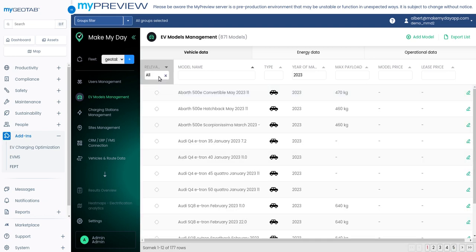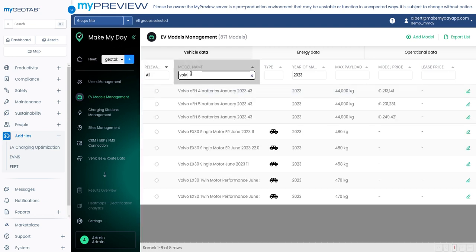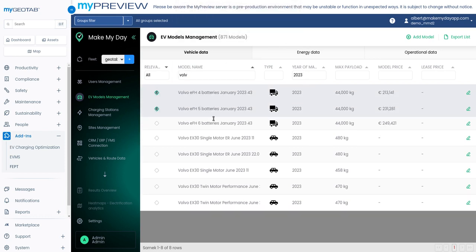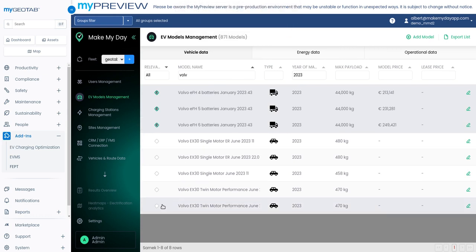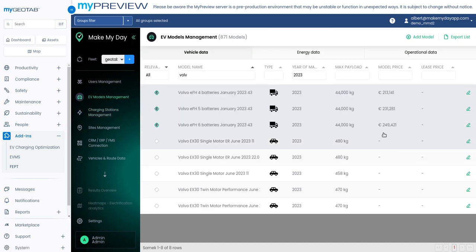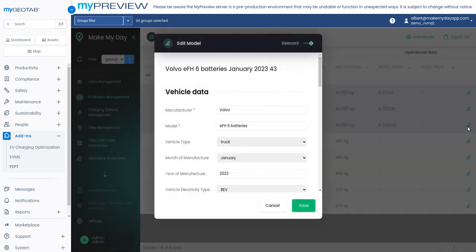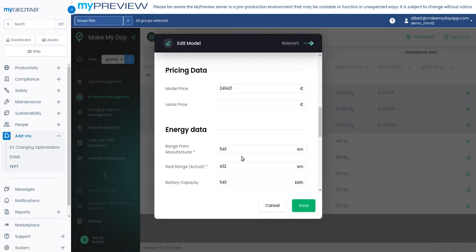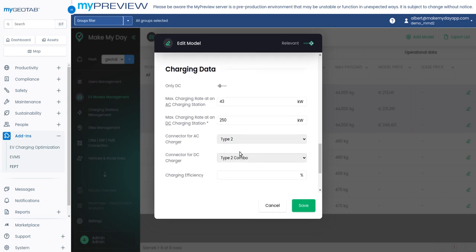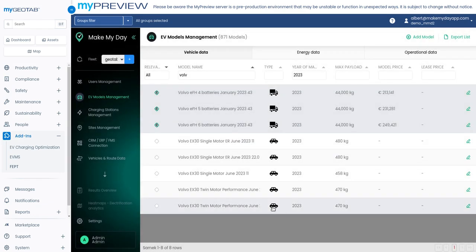Let's say that in this case we are going to check Volvo, if we would like to replace the vehicles with Volvo vehicles. Then we can see the different charging stations and the prices for charging stations. I'm going back to the EV model. There's lots of data regarding the models that we can enter: the driving, the load, the type of connectors, and many other data. All the data is already inside the system.